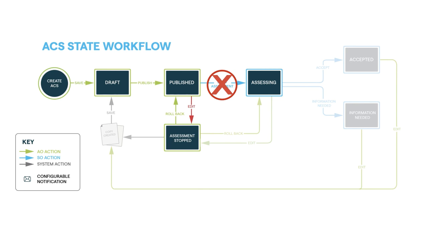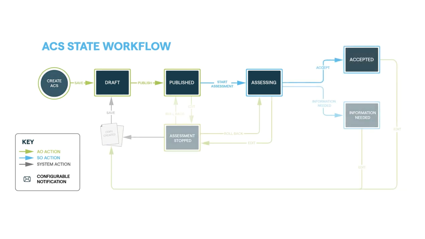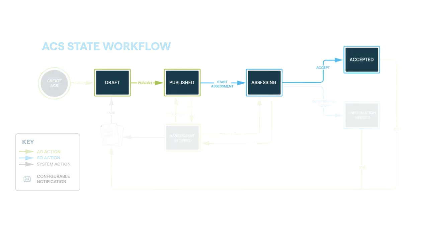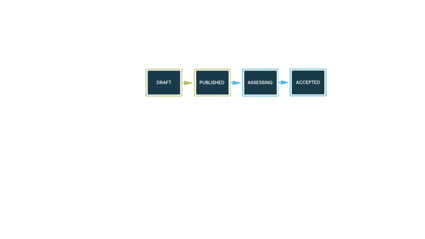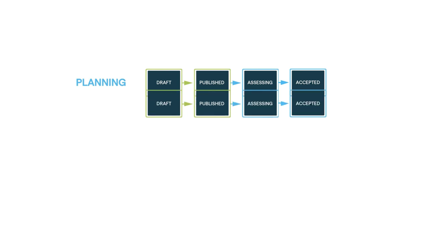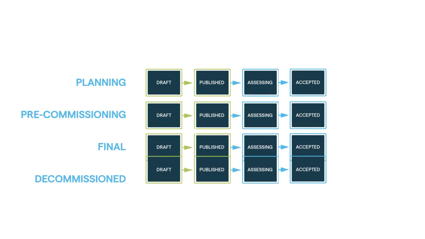If the asset owner edits an ACS after the assessment has begun, the assessment will be stopped and a new draft will be created. The new draft will contain any comments already saved by the system operator during their partial assessment. Each time the asset owner edits and publishes an ACS, it will progress through the workflow. For example, as assets or a station move through the stages of planning, pre-commissioning, final, and decommissioned.